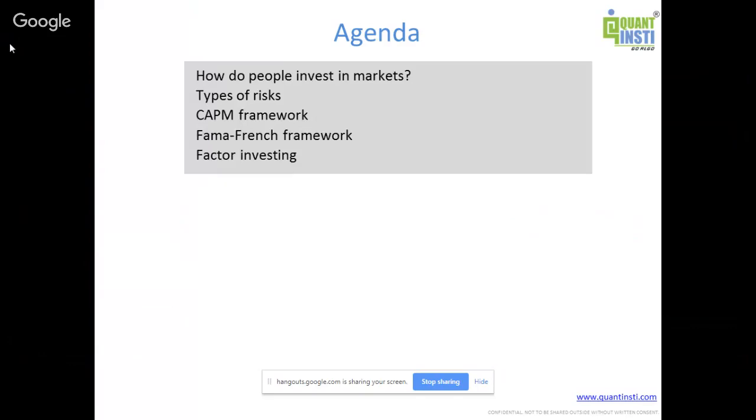So this is the agenda for my session, where we'll understand how people invest in financial markets, and what risks they are exposed to when investing in the market. We'll cover various models which have historically evolved, such as the CAPM model and the Fama-French model, and finally, what factor investing is. That's the flow we'll be following in this lecture.